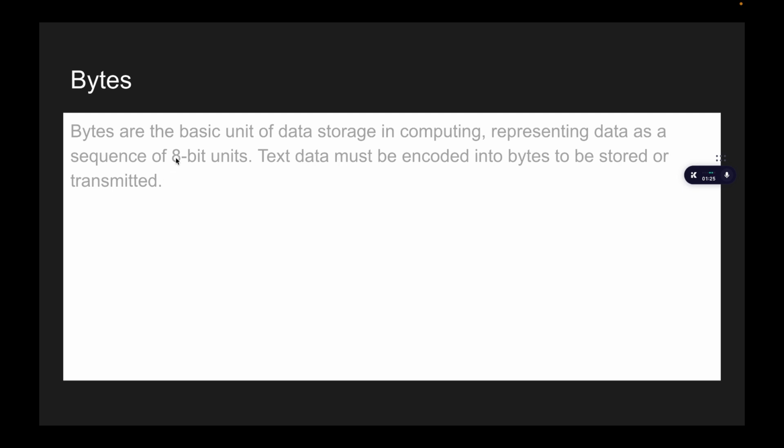Now let's talk about bytes. Bytes are the basic unit of data storage in computing, representing data as sequences of 8-bit units. As we all know, take for example the letter A. It can be represented as bytes. A bit is a zero or a one. So for the letter A, it's something like 0000001. And the text data, which is basically the Unicode, must be encoded into bytes to be stored or transmitted.